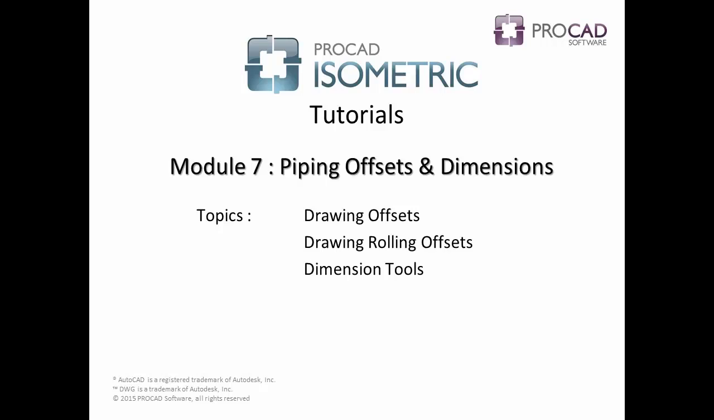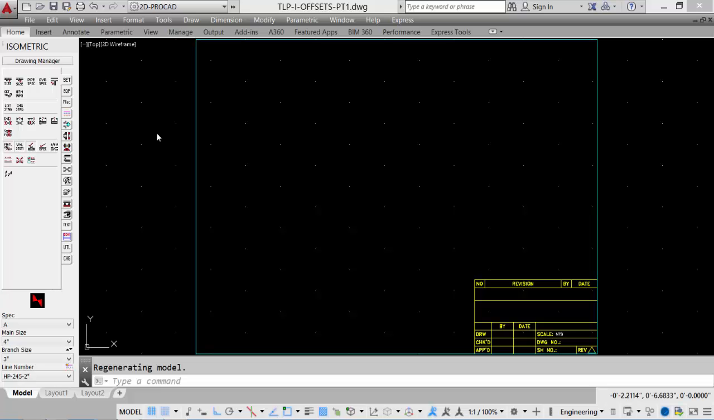Module 7, Piping Offsets and Dimensions, covers the following topics: drawing offsets, drawing rolling offsets, and dimension tools. The first topic in Module 7 is drawing offsets. Let's do a sample of a 90 degree to 45 degree offset. First, we'll set our size, spec, line number.